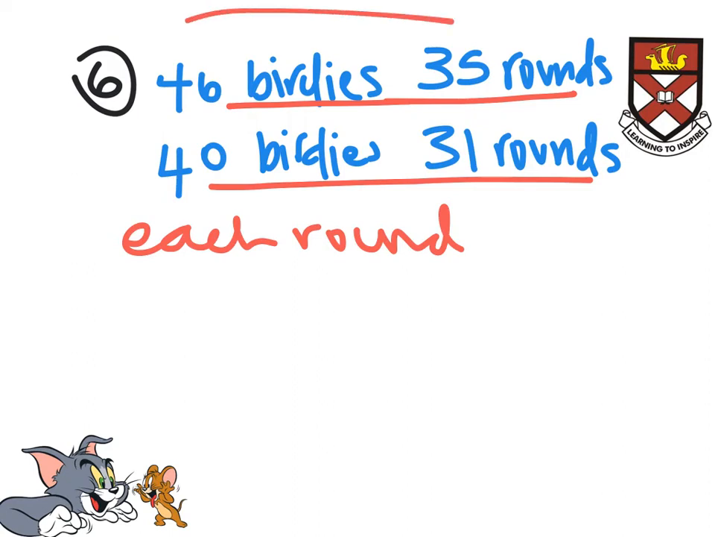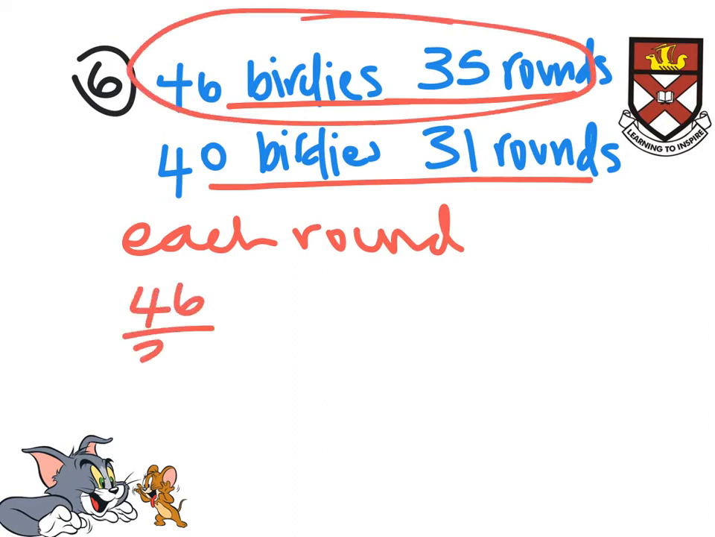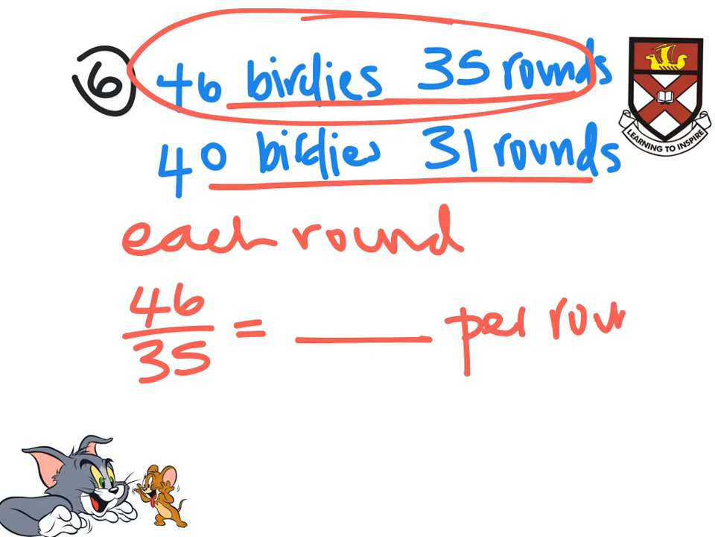So if I take the first one first of all, 46 birdies in 35 rounds, just divide 46 by 35, and that's going to give me the number of birdies per round. Do the same for the other fraction, then you can write down which one's best.